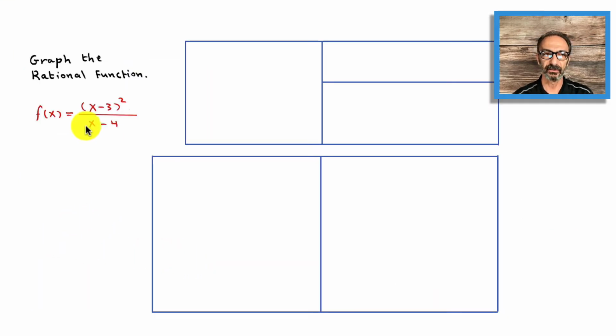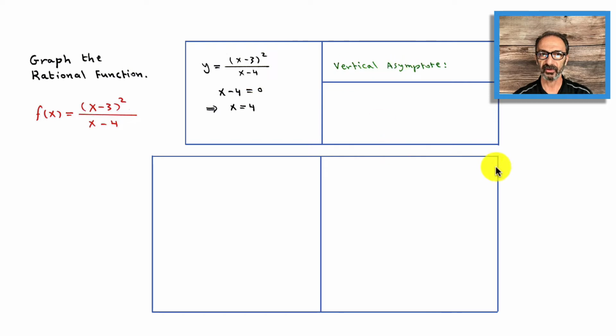Graph the rational function (x minus 3) to the second over x minus 4. To get started, I'm going to stay focused on the denominator. If x minus 4, the denominator, equals 0, that gives me x equals 4. So we want to avoid x equals 4 because that causes the denominator to equal 0, which is going to make the rational function undefined. We cannot divide by 0. So we do have a vertical asymptote at x equals 4 that causes the denominator to be 0.